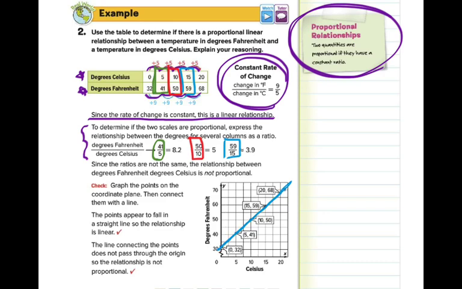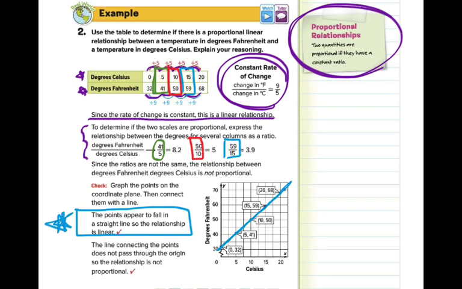All right. If we look at this bottom section, it says graph the points on the coordinate plane, then connect them with a line. The points appear to fall in a straight line, so the relationship is linear. The line connecting the points does not pass through the origin, so the relationship is not proportional. Okay, we're going to back up for just a second. There are two major things happening here. This right here is like example number 1. This is the first thing we're going to look at.